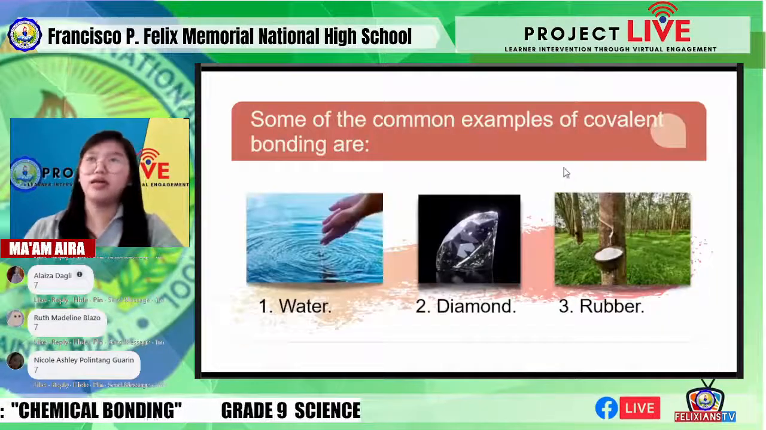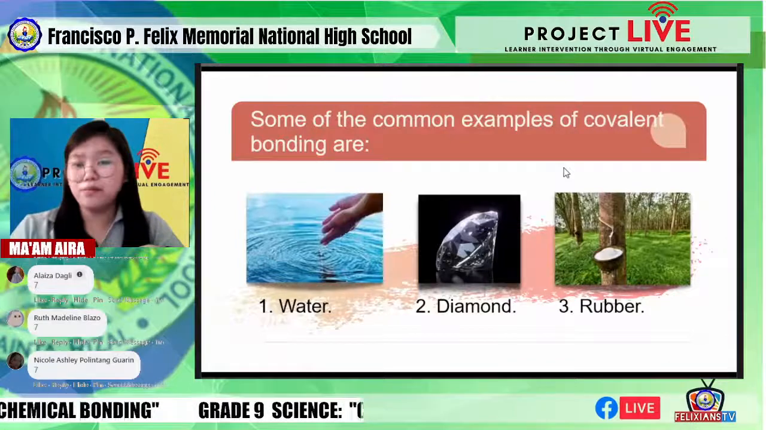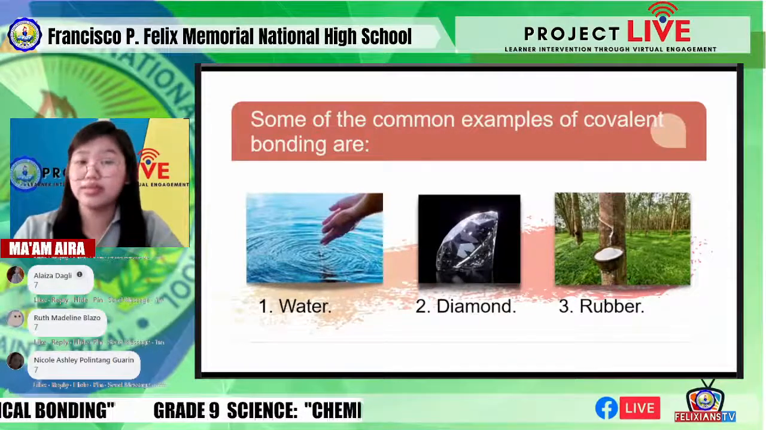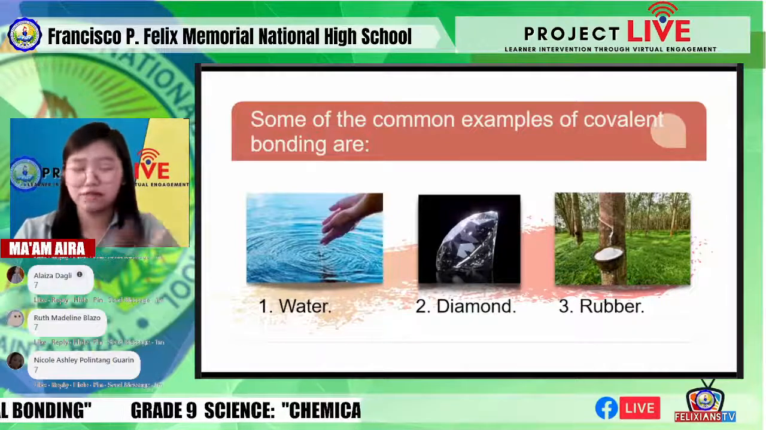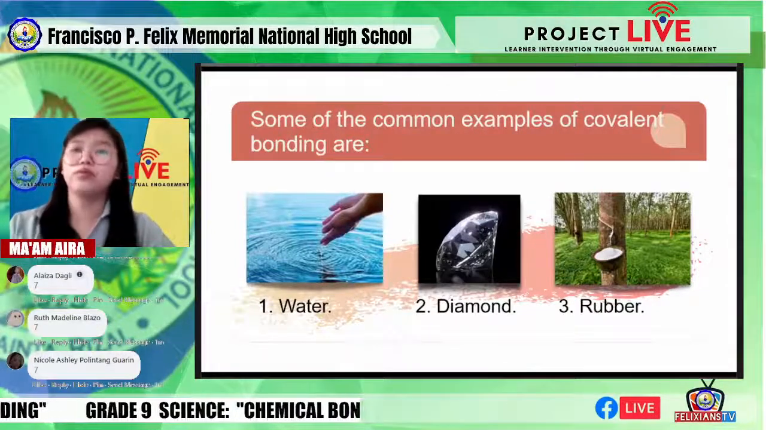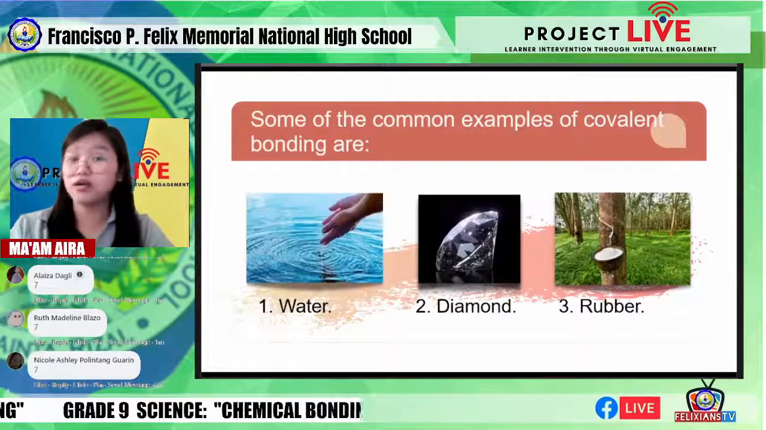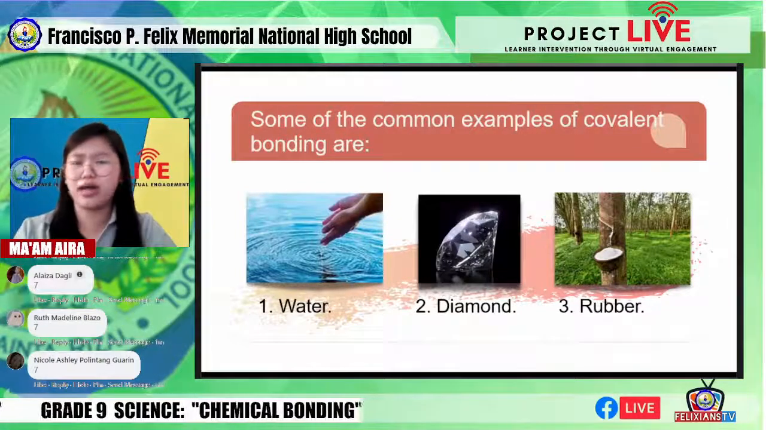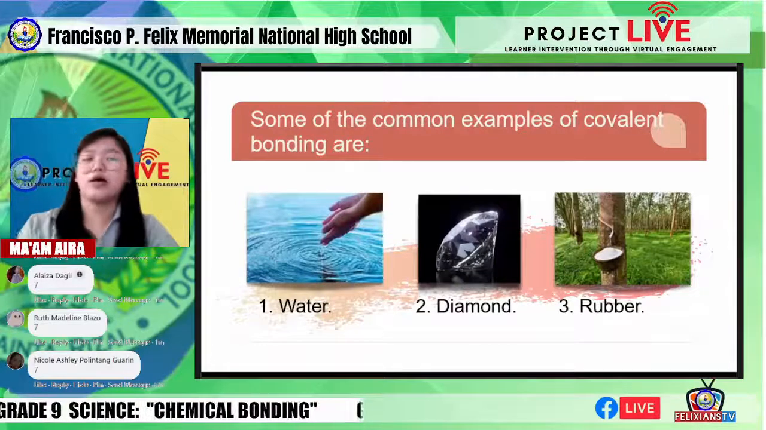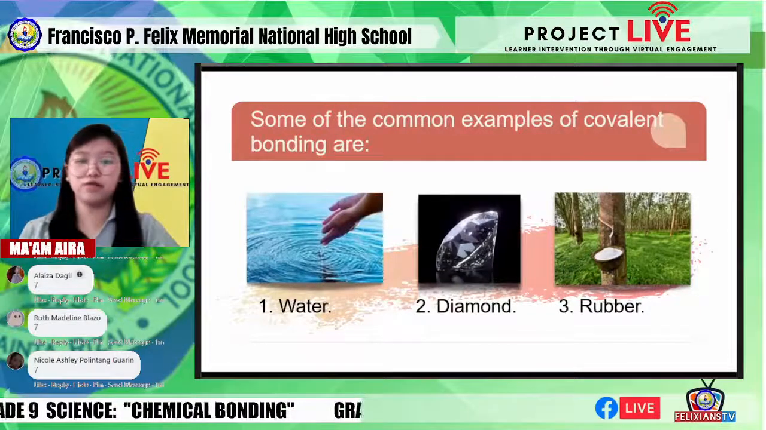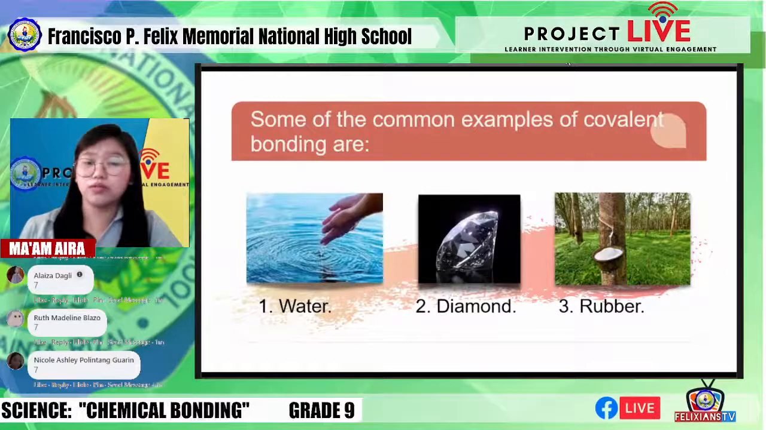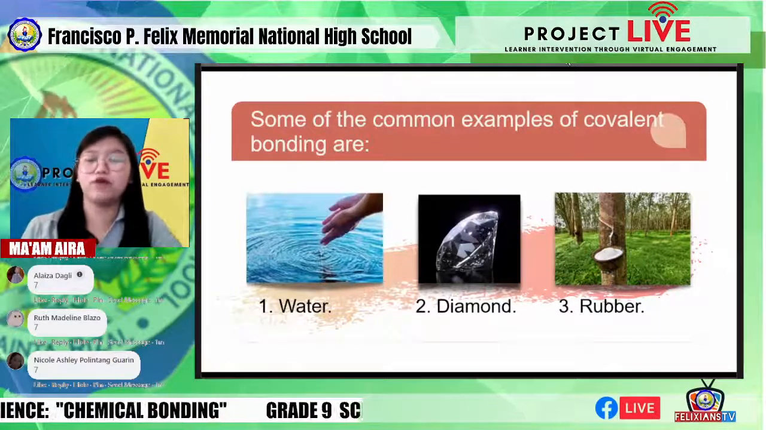Okay, so you see, all elements, for them to become stable, they have to follow the octet rule. Lagi na lang dapat i-follow yung octet rule. And for them to seek stability, they undergo a certain process. It's either ionic bonding or covalent bonding. All right, so these are some of the examples of compounds after undergoing covalent bonding.